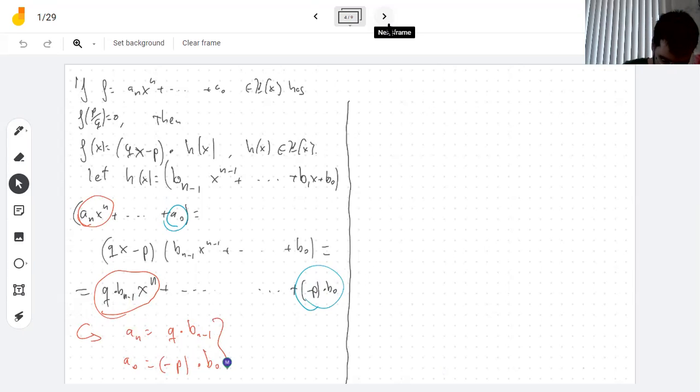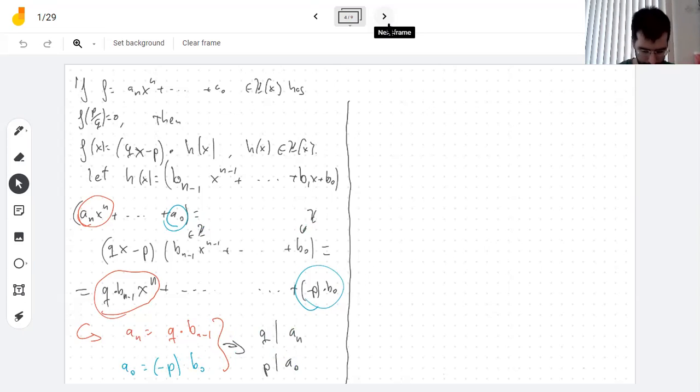And what does this mean? Well, it means exactly what I set out to prove. It means that Q must divide an because all these numbers are integers. And P must divide a naught because negative b naught is an integer. And that's all I asked for.